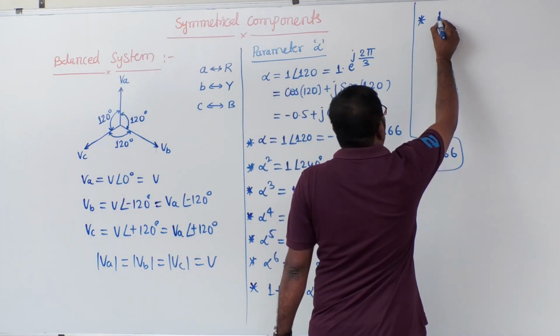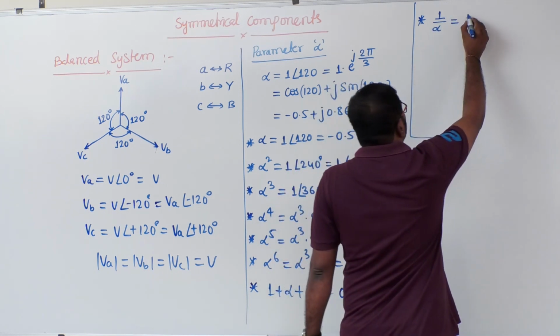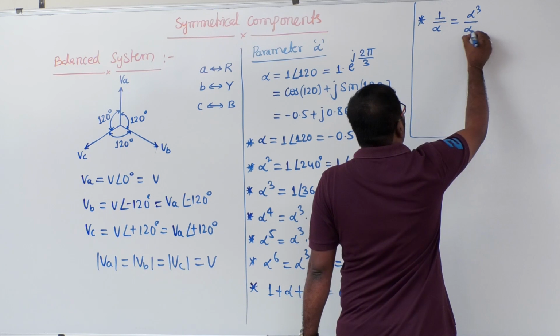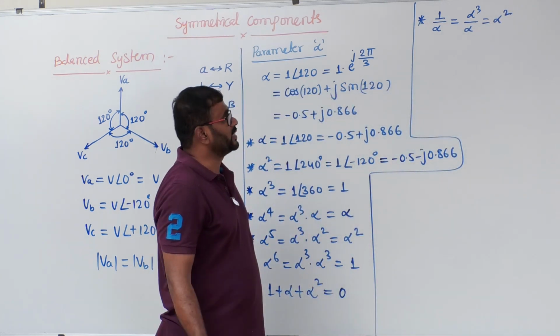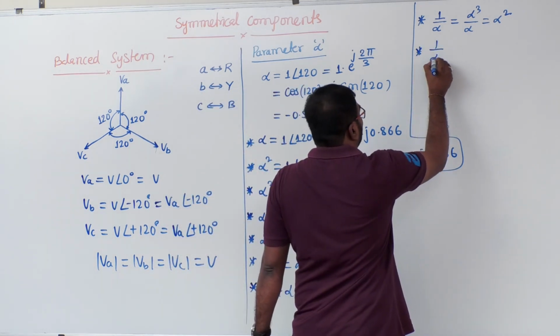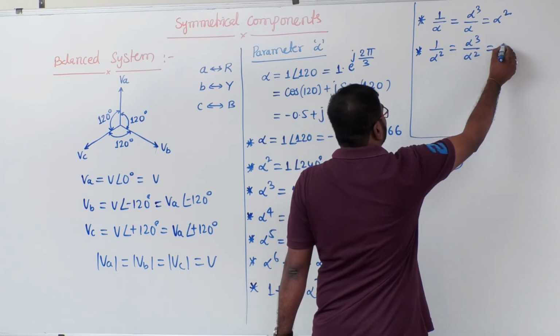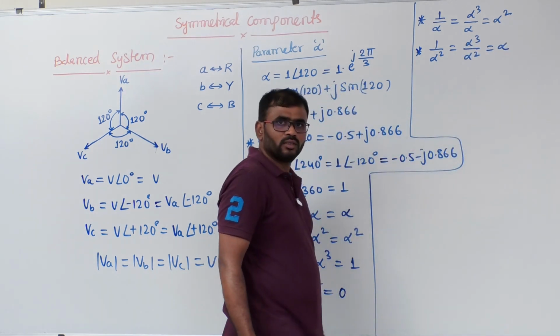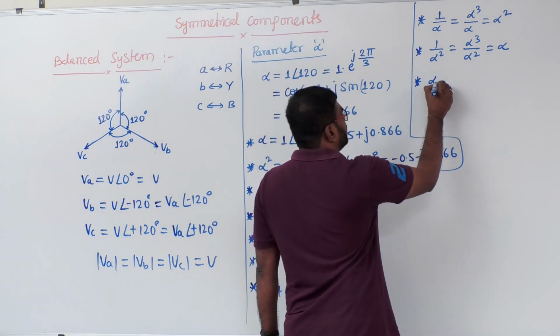See, 1 by alpha equal to alpha cube by alpha, nothing wrong to say alpha square. 1 by alpha is nothing but alpha square. Clear? Similarly, what is 1 by alpha square? Alpha cube by alpha square, that is nothing but what? Alpha.